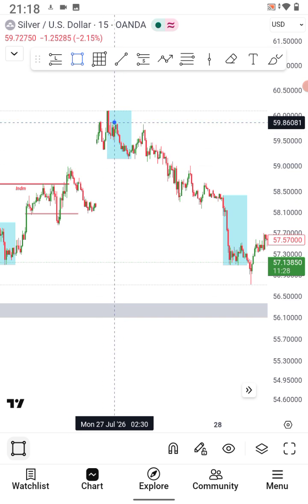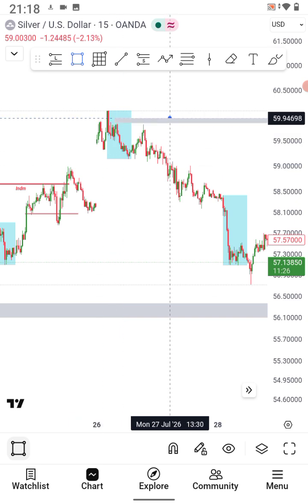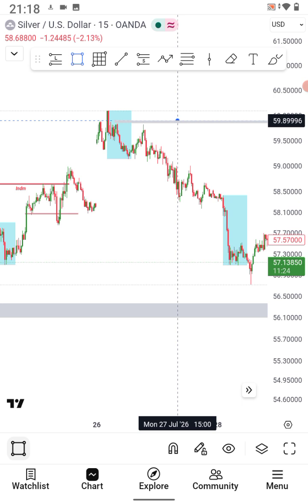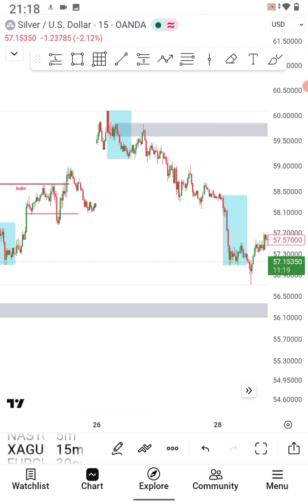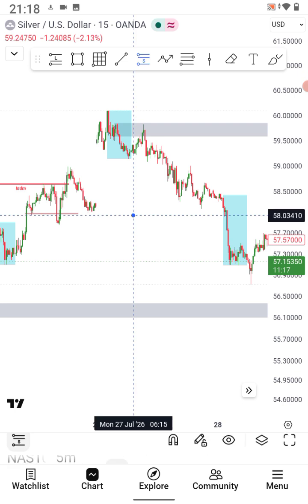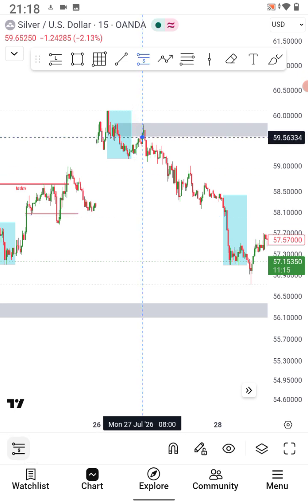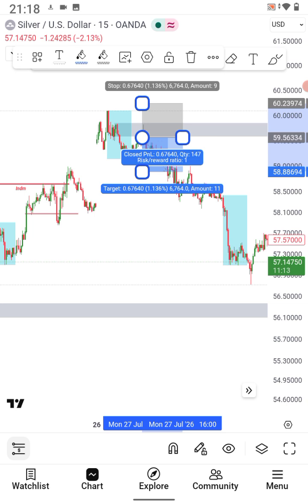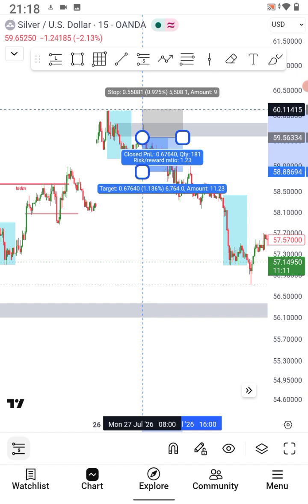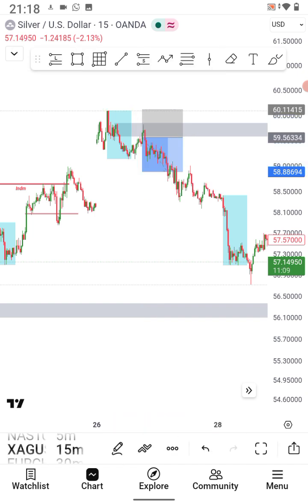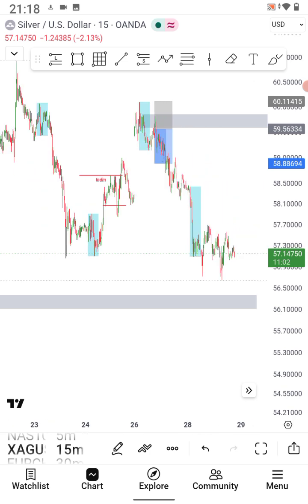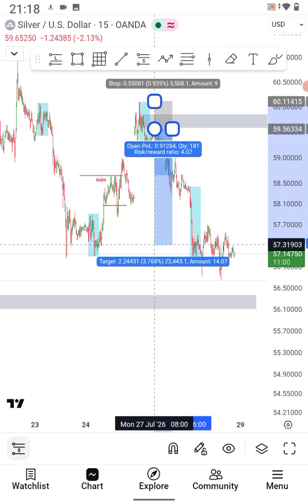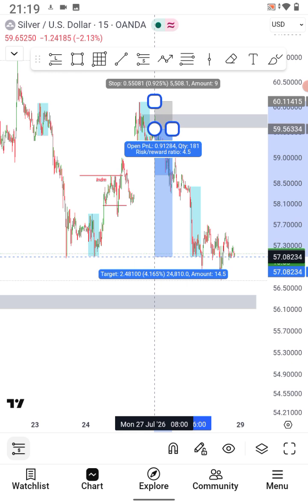I did this. This was where I entered. I put my entry here. This is exactly what I did. I marked that point, that particular order block that caused market to push down. Are you seeing it now? I marked that, and then I targeted this. I think this is what I targeted.